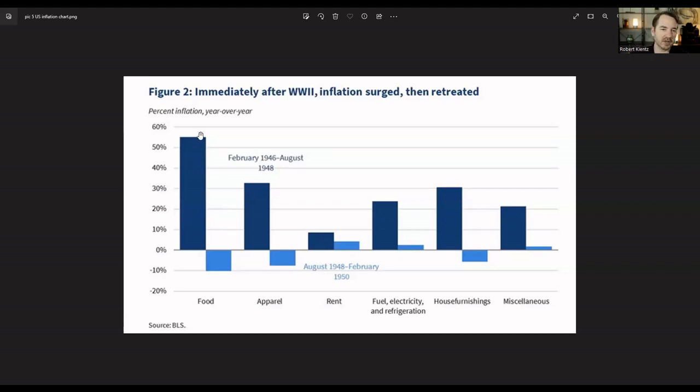So we had this inflationary period after the war, and then it fell, both in food, apparel, and the prices reduced in things like fuel, electricity, house furnishings, et cetera. So again, we see this pattern of inflation, then deflation in the economy in the US, much like we have seen in the UK. And that is a pattern that has been established in Western markets.